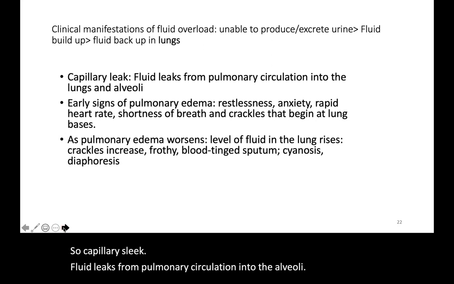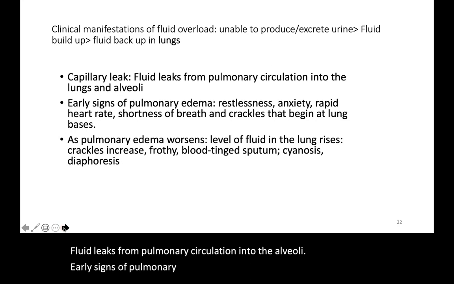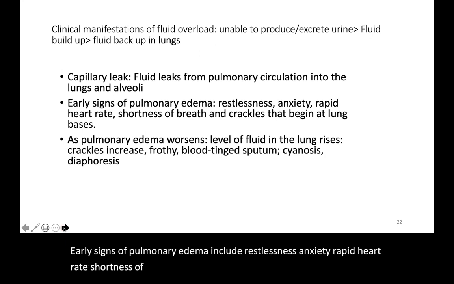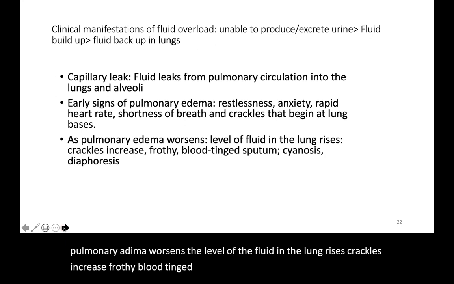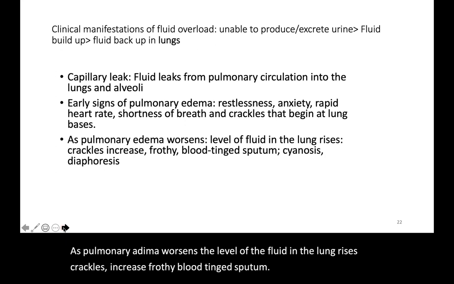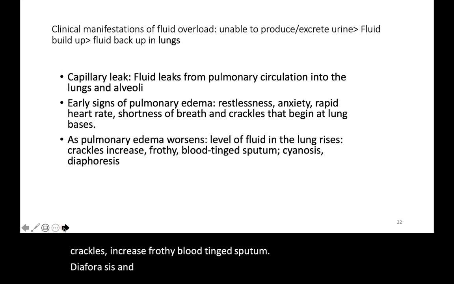Early signs of pulmonary edema include restlessness, anxiety, rapid heart rate, shortness of breath, and crackles that begin at the lung bases. As pulmonary edema worsens, the level of the fluid in the lung rises, crackles increase, frothy, blood-tinged sputum, and diaphoresis and cyanosis will manifest.